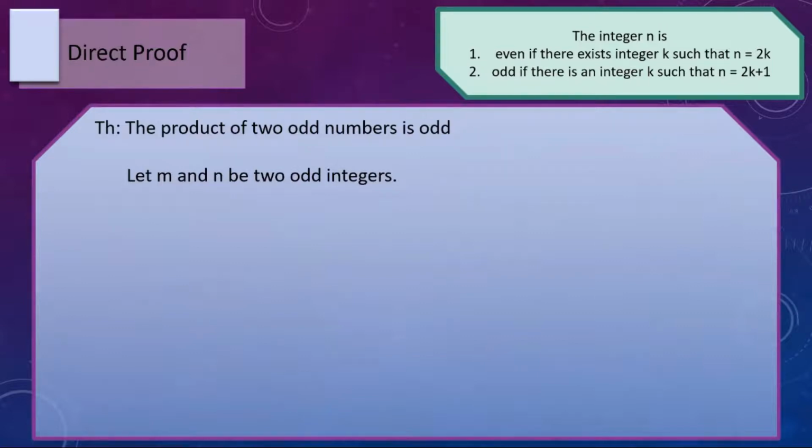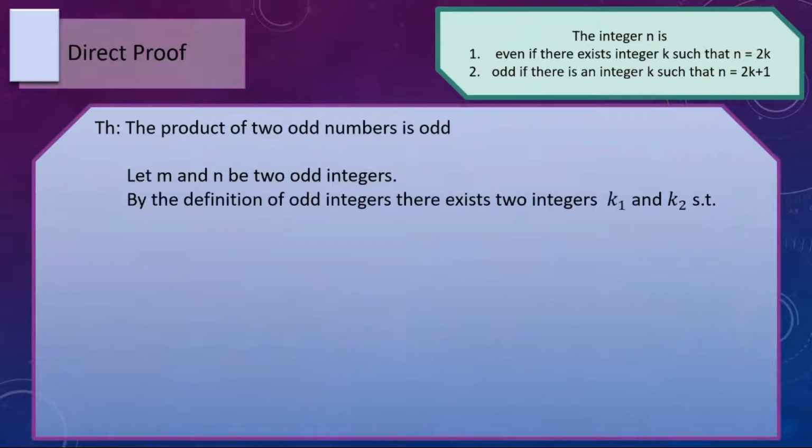So we've gotten started here. This is our assumption. This is going to be our premise, as it were. So now, where do we go from here? Well, that green box up there. What do we know about being odd? If you're odd, by definition, that means there's 2 integers.